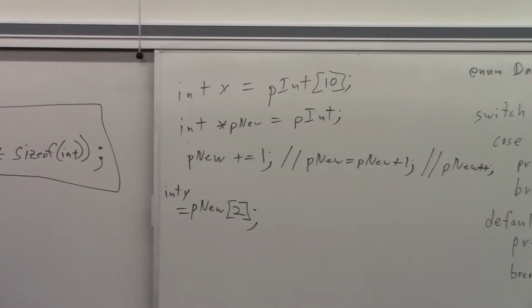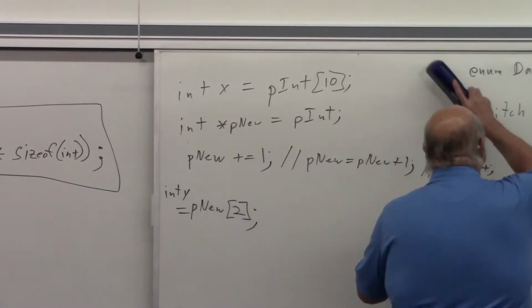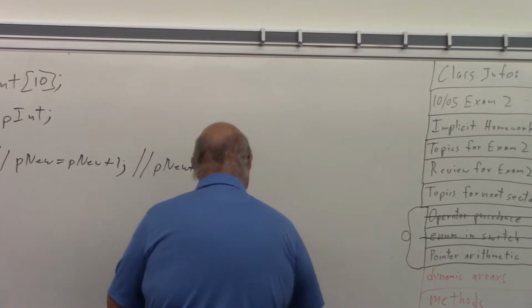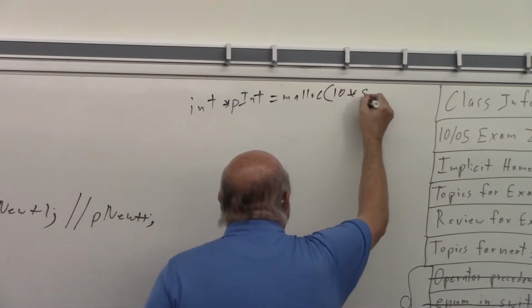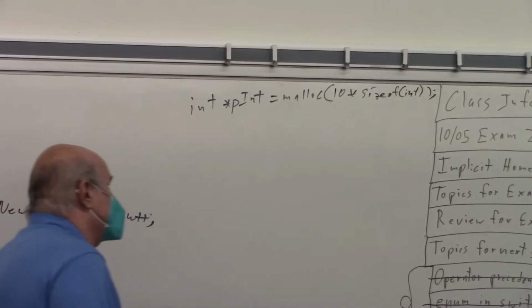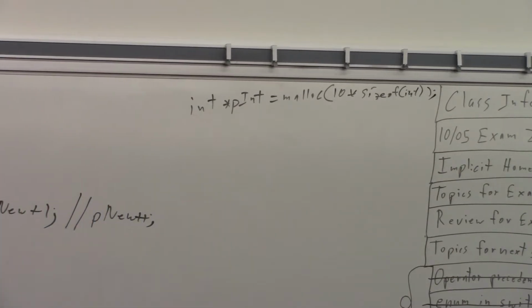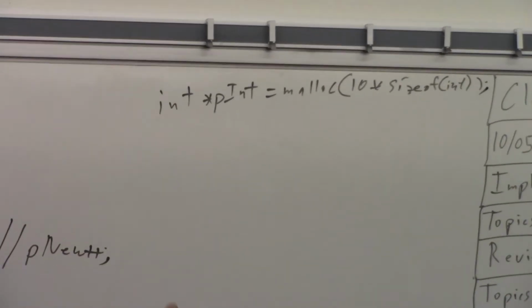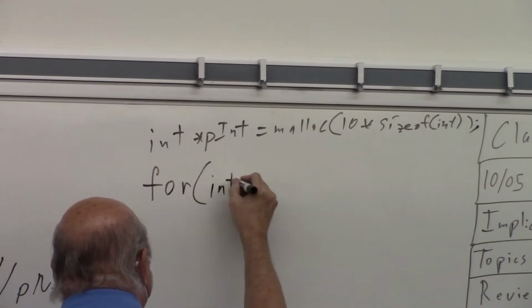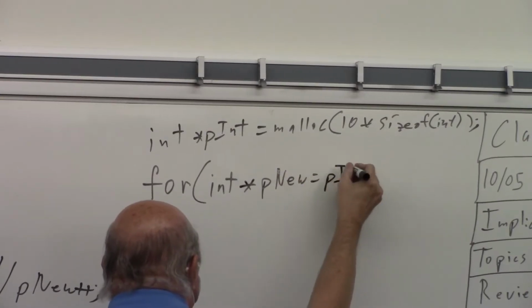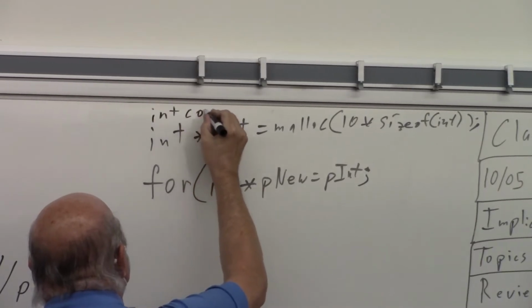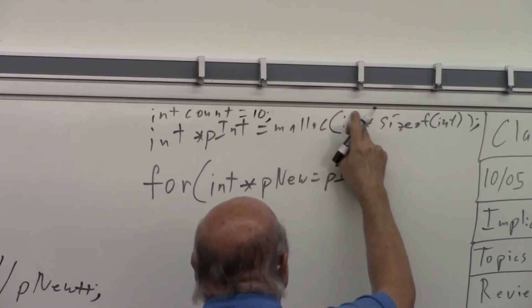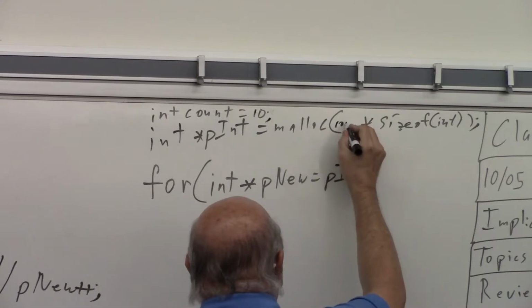So for instance, one of the things you will commonly see in programs, you'll allocate some number of integers in an array. Suppose we just put the word count in here.